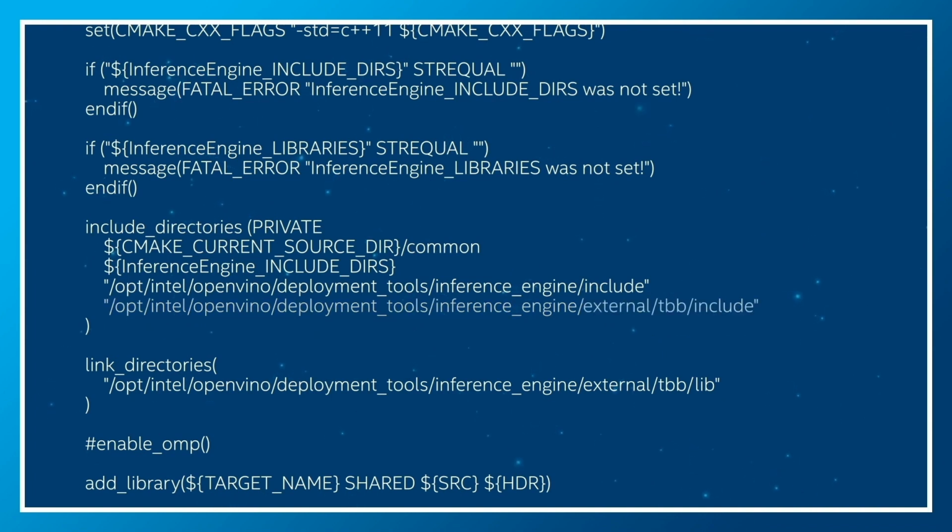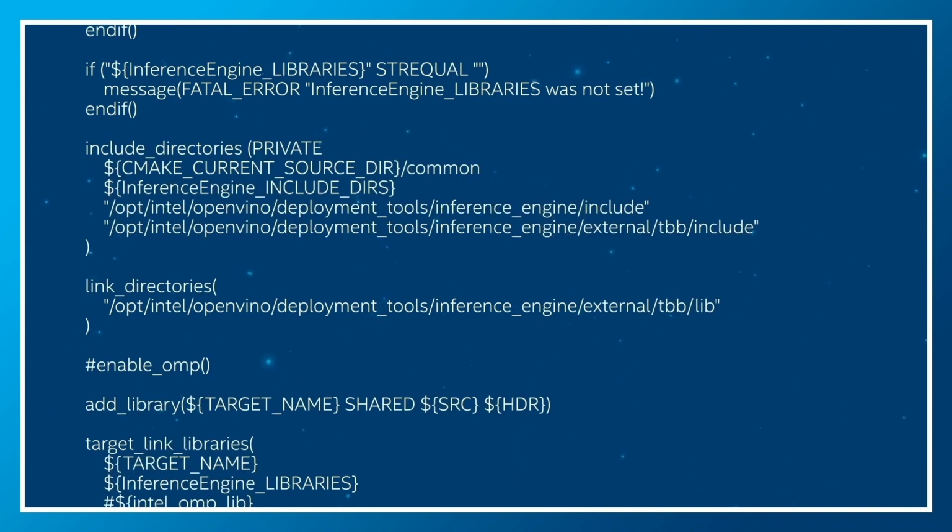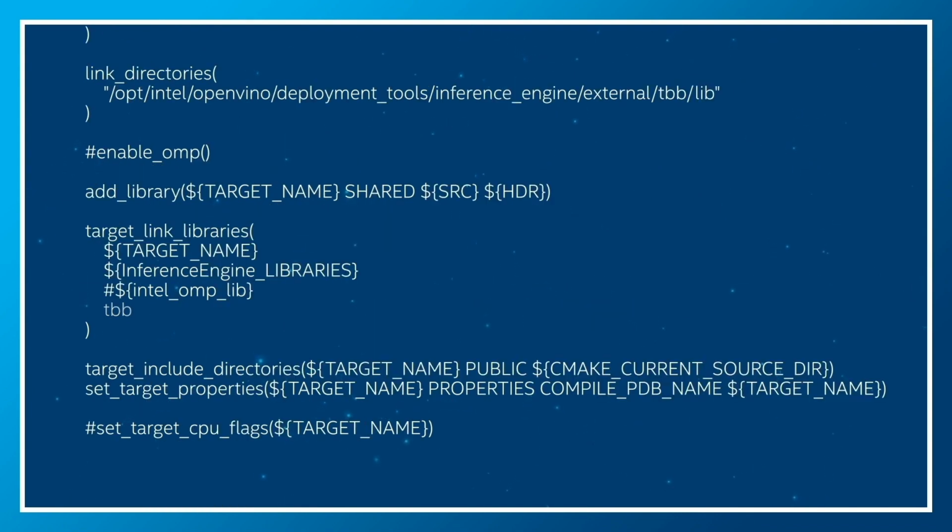the files as shown here. Then add Intel TBB binaries to the link directories as shown. Finally, add Intel TBB to the list of link libraries in the target link libraries.